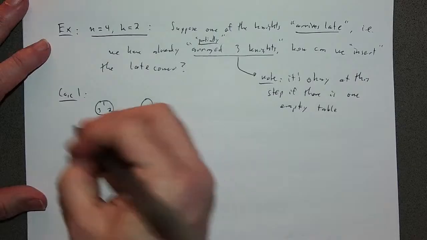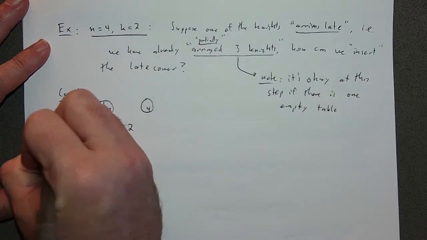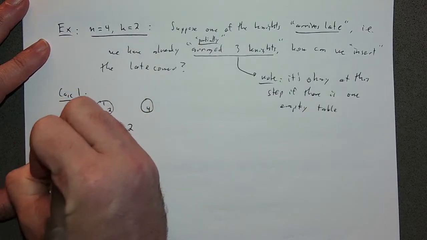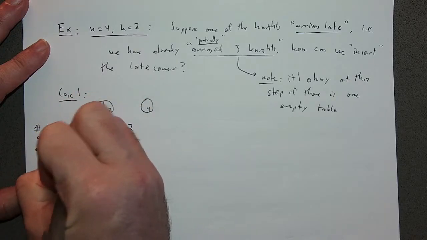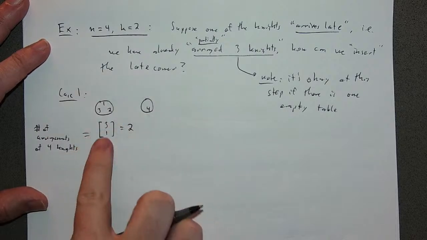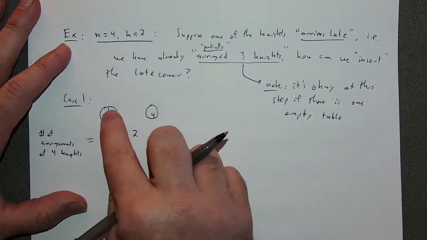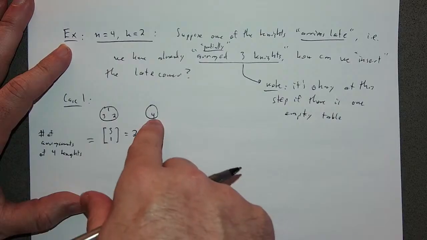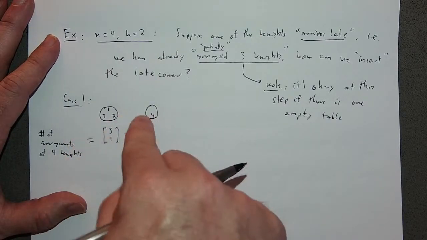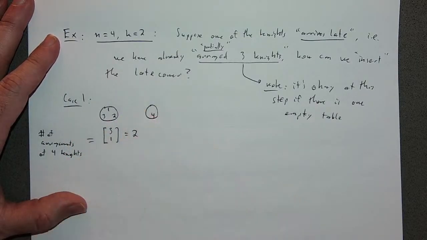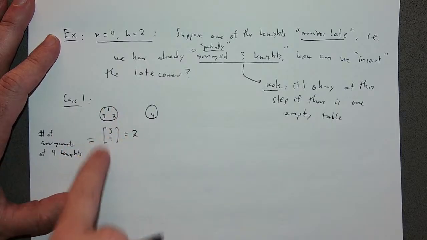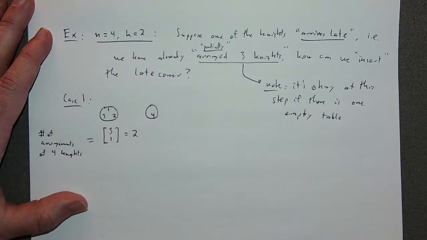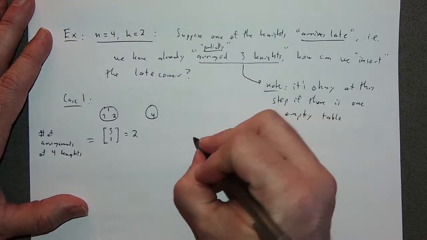Okay, so this is the number of arrangements of the 4 knights. It is actually just the number of arrangements of the first 3 knights at the first table, because there's nothing going on to assign the 4th knight. The 4th knight always goes to the second empty table, so there's nothing happening there. The number of ways to do this is the number of ways to arrange the 3 knights at the first table, which is computed by this Stirling number.